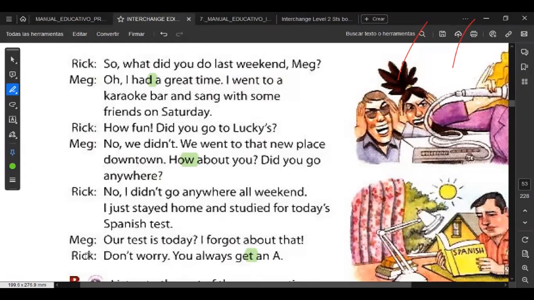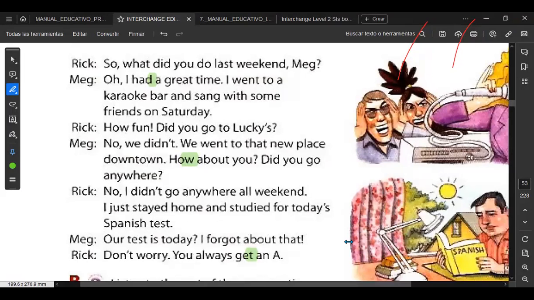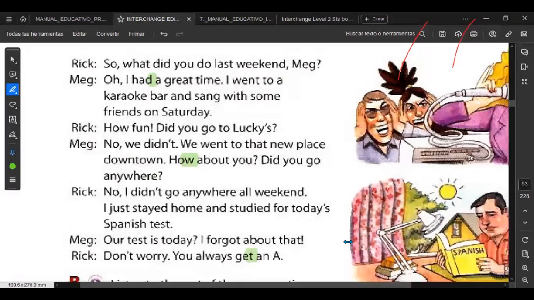Okay. Perfect. Excellent, right? I forgot about that. Okay, y en el our test estamos bien. Our test is, yes, today. Yes, our test. Okay.